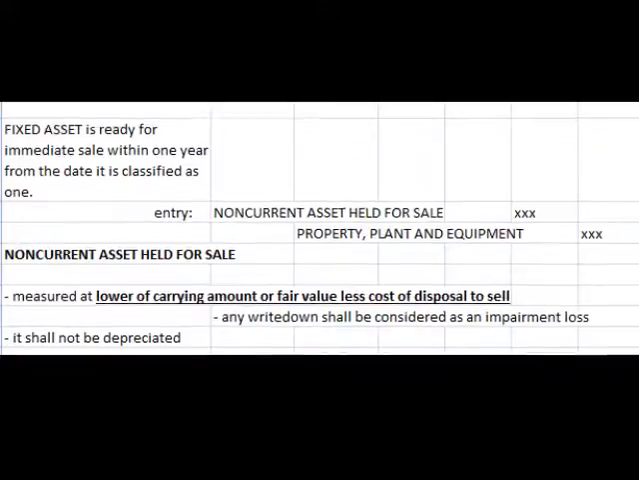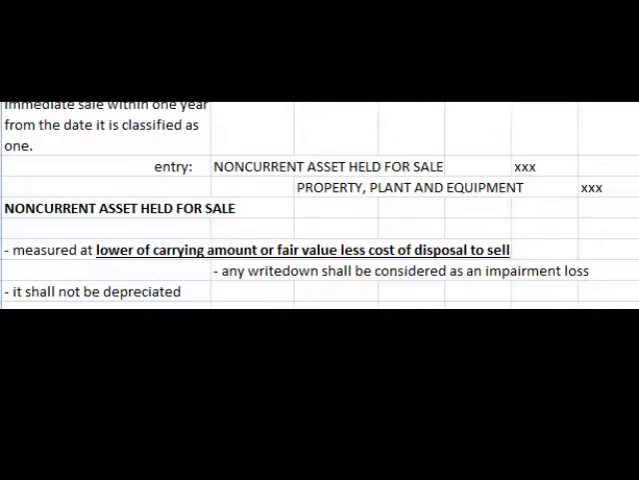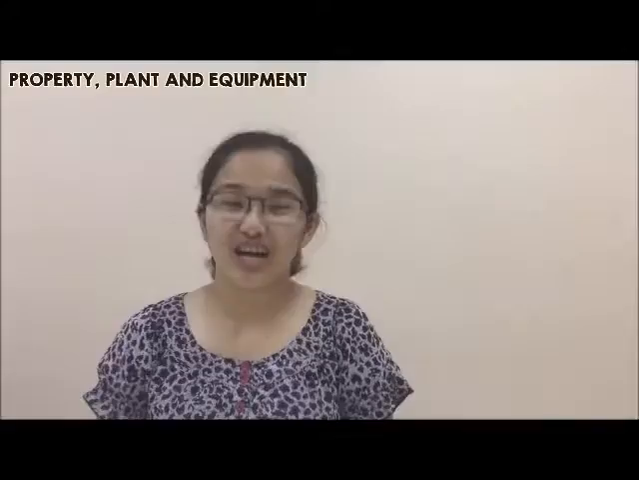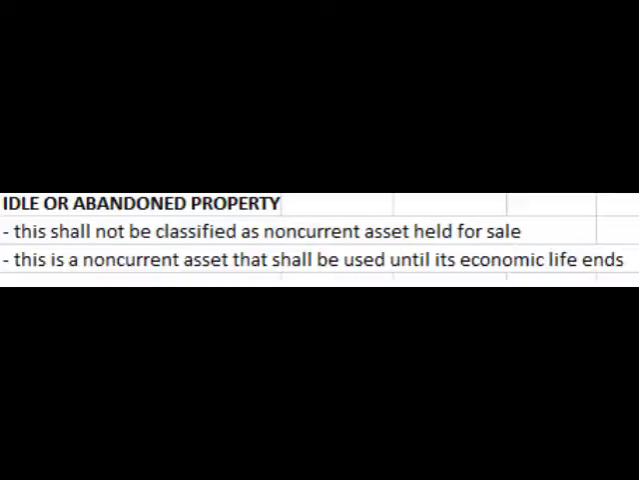A non-current asset held for sale shall be measured at the lower of carrying amount or fair value less cost of disposal to sell, and any difference between the carrying amount and the fair value less cost of disposal to sell shall be considered as an impairment loss. Also, the non-current asset that is held for sale shall not be depreciated. What do you mean by property idled or abandoned? An idle or abandoned property shall not be classified as non-current asset held for sale because this is a non-current asset that shall be used until its economic life ends.